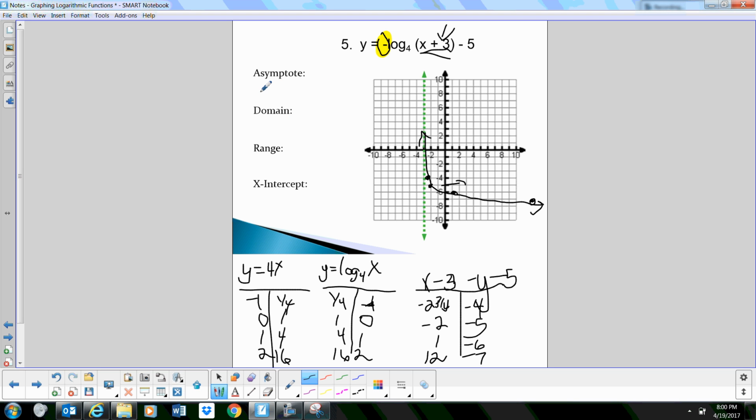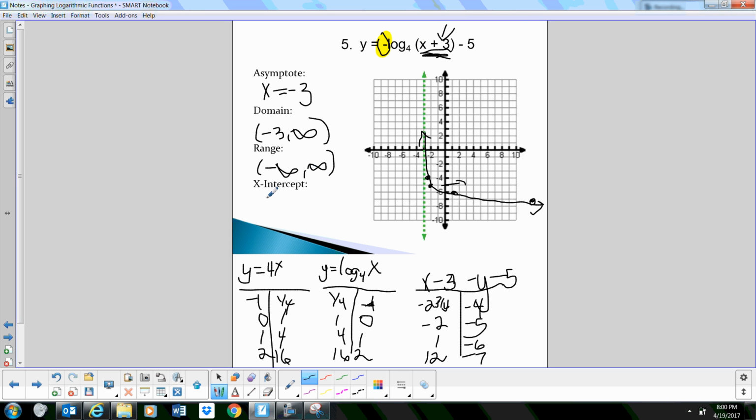Now our asymptote, we just said that. We said it's where what makes that 0, and that's where x is negative 3. So our domain goes from negative 3 to infinity, and our range, it does continue left to right forever, so all reals, and then our x-intercept.